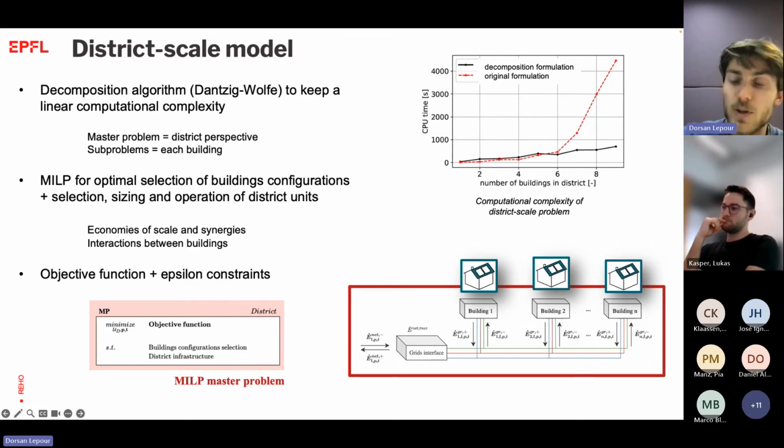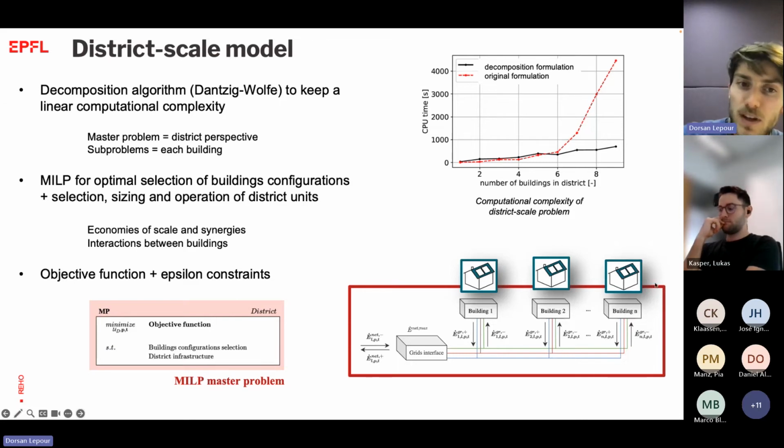For this reason, we apply a decomposition algorithm, Dantzig-Wolfe, to keep a linear computational complexity. So the original problem will be split into many sub-problems, one for each building, and one master problem. The sub-problems are the single building energy systems. They will send optimal design proposals to the master problem. We solve each of them independently.